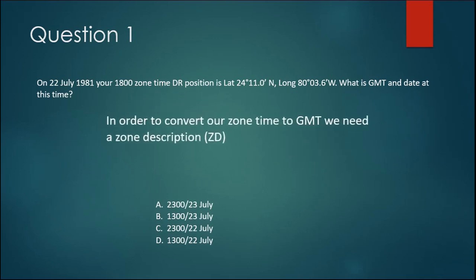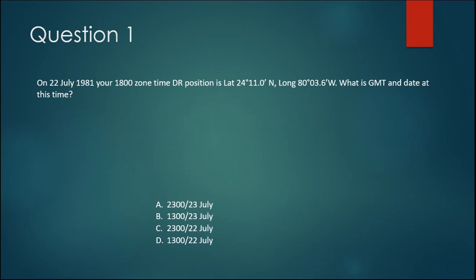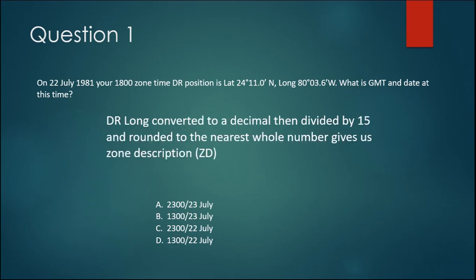In order to convert our zone time to Greenwich Mean Time, we have to get a zone description first. The way we get our zone description is we convert our DR longitude to a decimal and then divide it by 15. 15 is a constant in all these problems. All of our DR longitude converted to decimals are divided by 15, no matter what the problem is. You round that to the nearest whole number and it gives us a zone description.